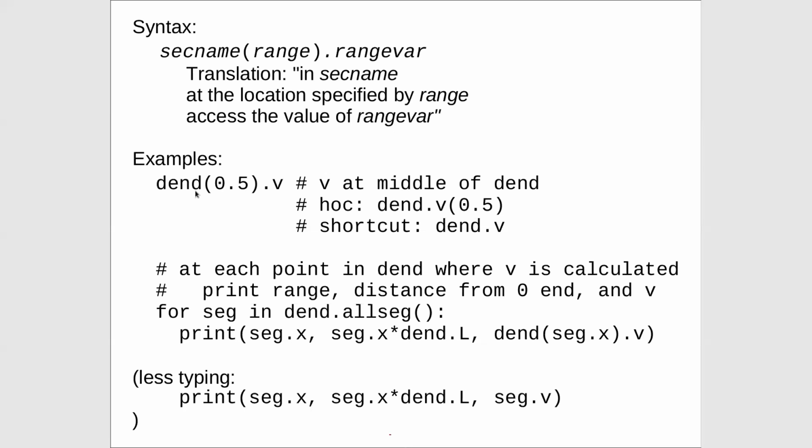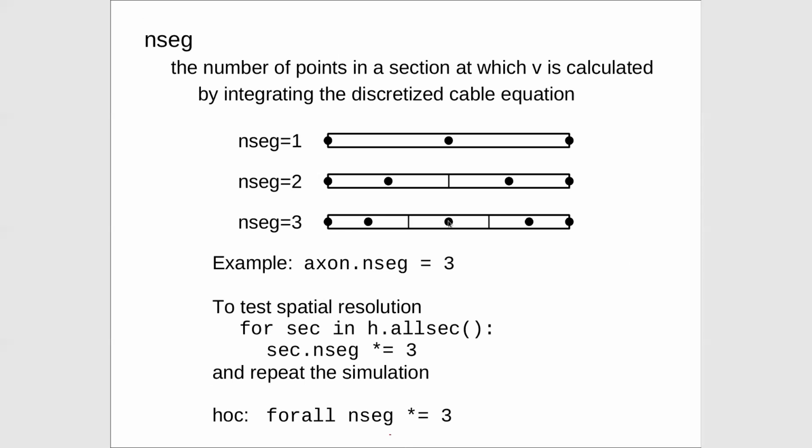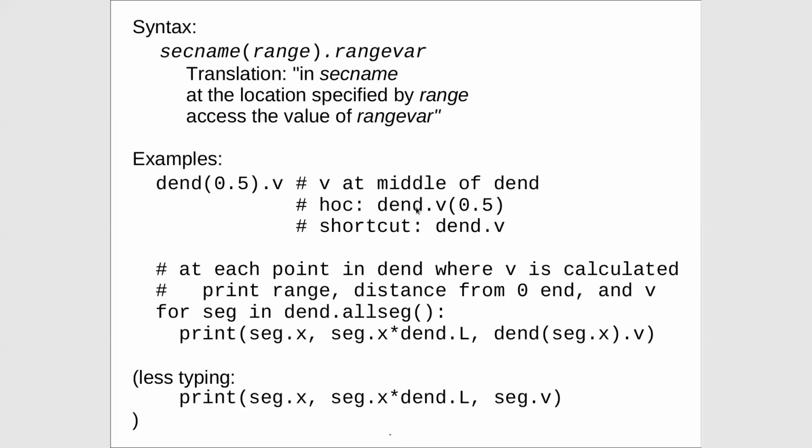And remember, if we have an odd value for nseg, there's always going to be a node in the middle, okay? Halfway down the length, okay? The Hoc syntax would be dend.v parens 0.5, which is, that's what it is. And the shortcut in Python or Hoc is dend.v without an argument. And that will access membrane potential at the middle of dend, halfway down the length of dend.